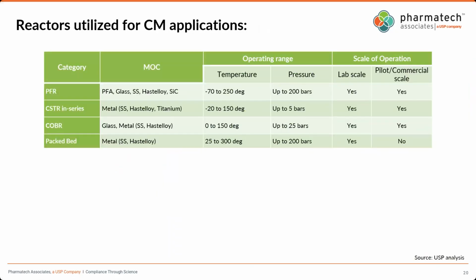On the next slide, this is again a quick comparison of different reactors, their MOCs and operating range. For example, you see the PFR has a wide operating range with respect to the temperature and the MOCs. You can go as low as -70 to 250 degrees, and pressures from 200 bars up to 1,000 bars as well. And all of these reactors can be used on a pilot and commercial scale.